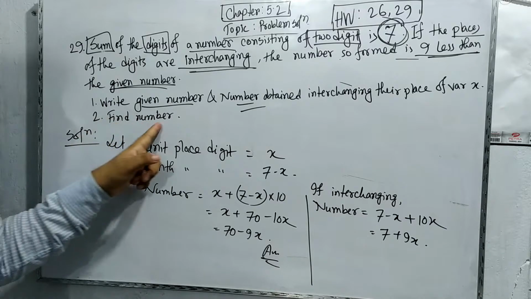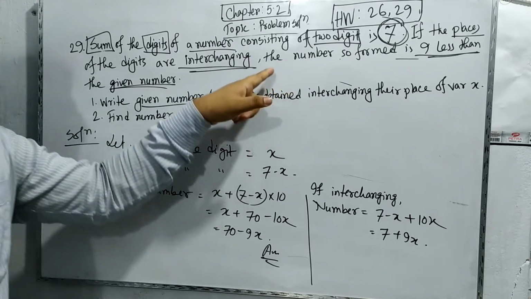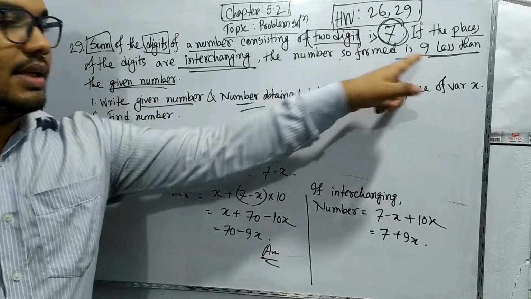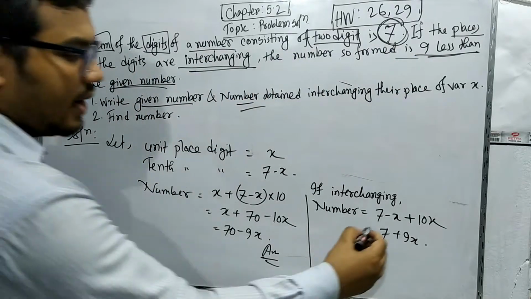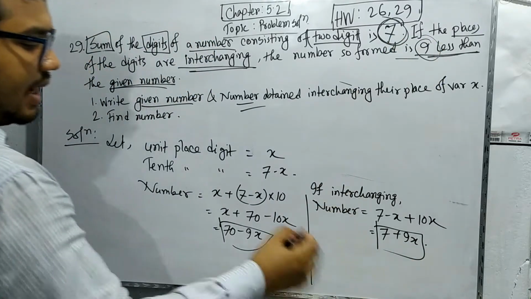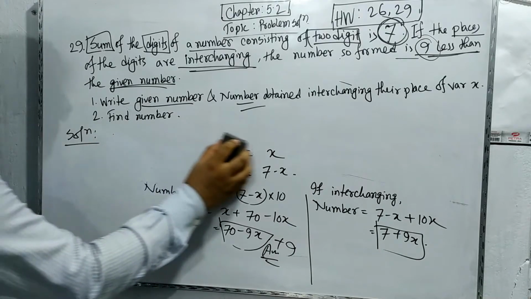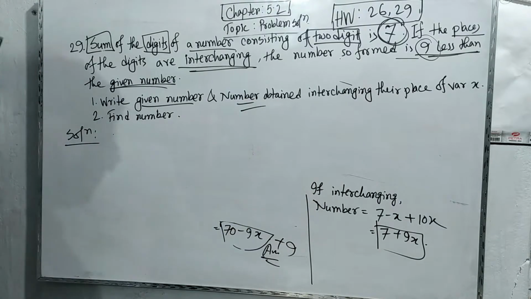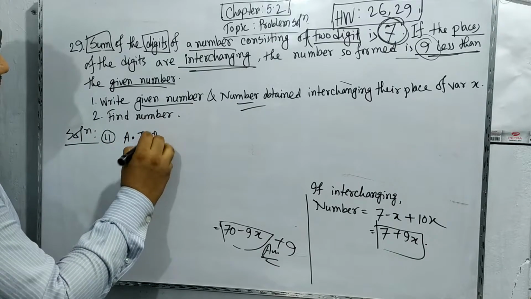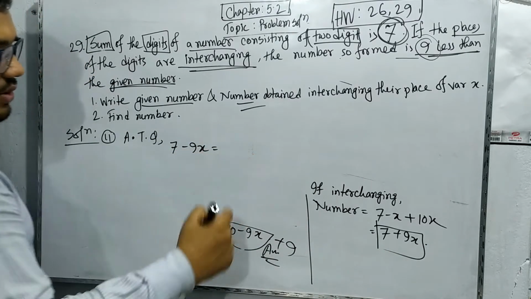And question number 2: find the number. We have to find this. Here a hint is given, that the number so formed is 9 less than the given number. So we must write this number, and to it we must add 9, since it is 9 less. So for the solution of question number 2, according to the question, this part is equal to this plus 9.